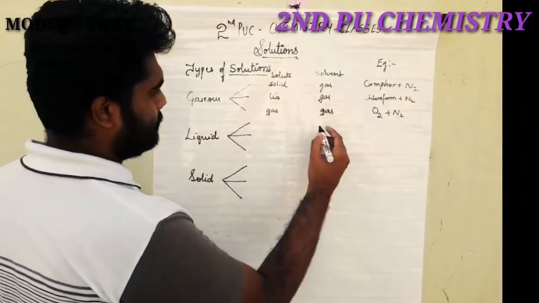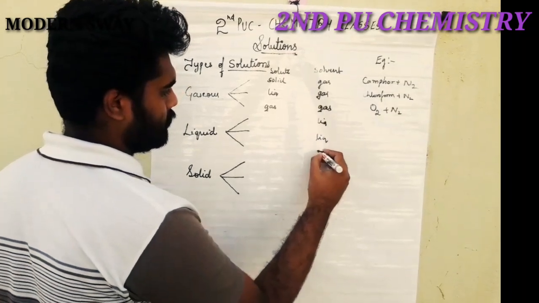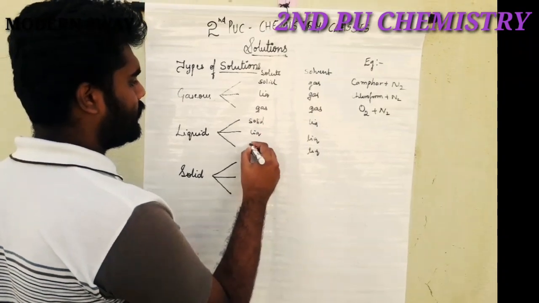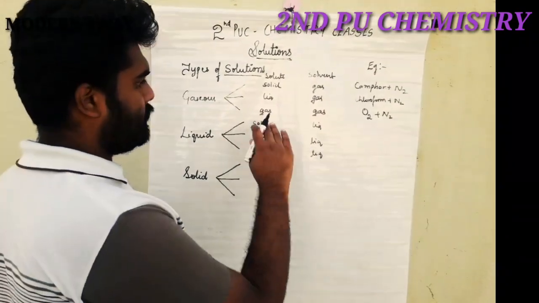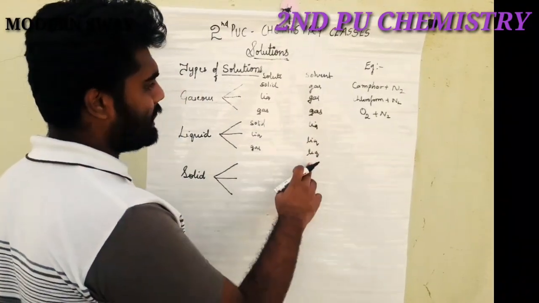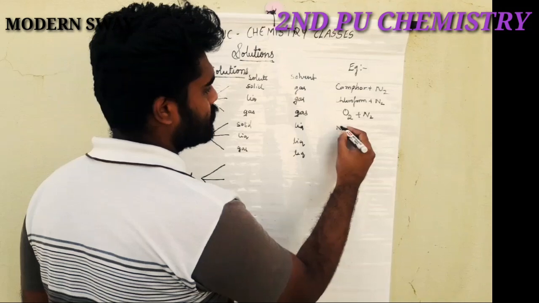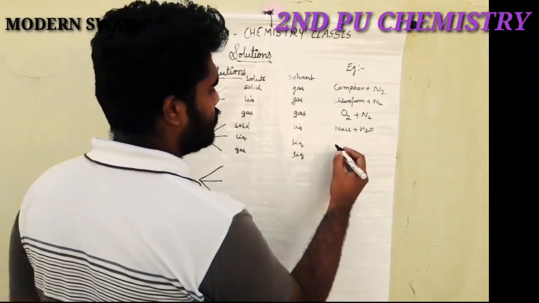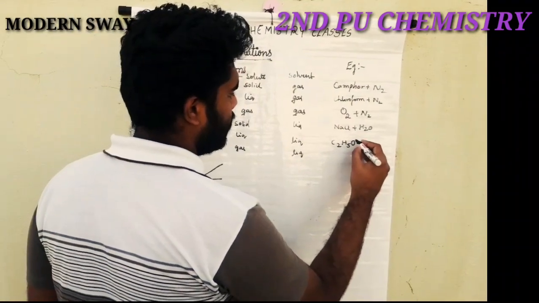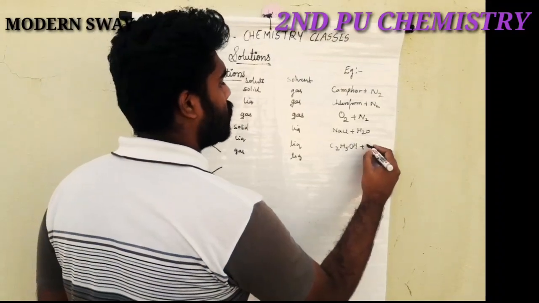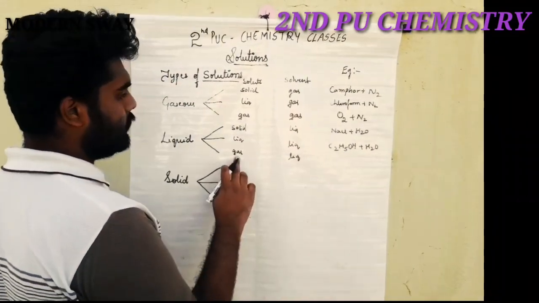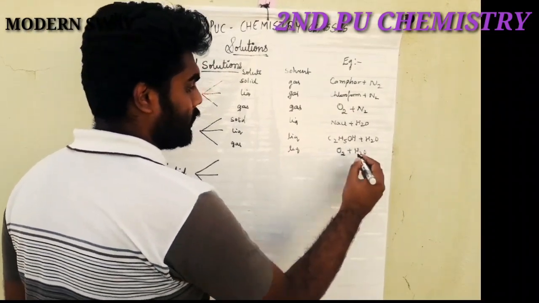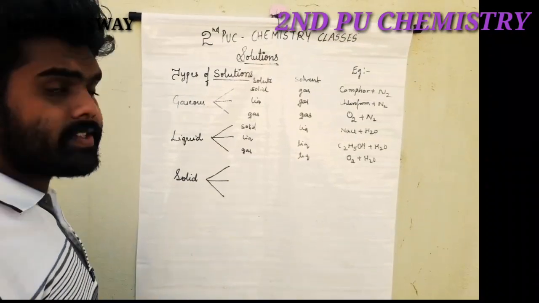Next one is liquid solutions. The solvent is always liquid in all the three, whereas your solute can be a solid, a liquid, or a gas. Solid in liquid: NaCl plus H2O, that is salt water. Liquid in liquid: ethanol, C2H5OH, in water. Gas in liquid: oxygen dissolved in water, correct? That is a gas in liquid solution.